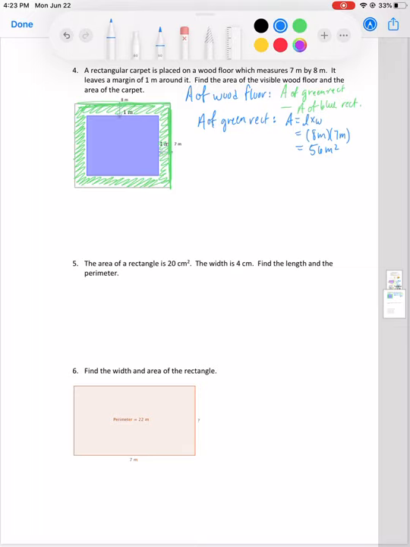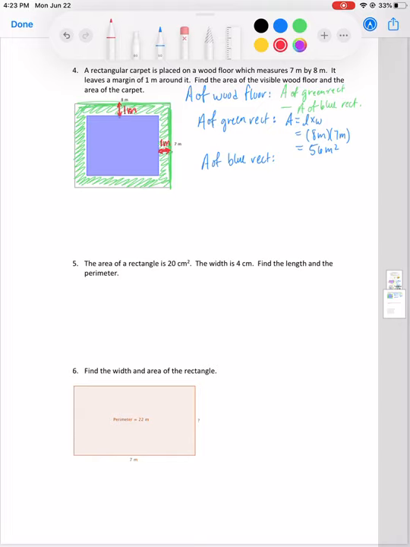Area of the blue rectangle is equal to, well, I have 1 meter and 1 meter. That's the indication of how far apart the borders are. So this distance from here to here is 1 meter, and this distance from here to here is 1 meter.